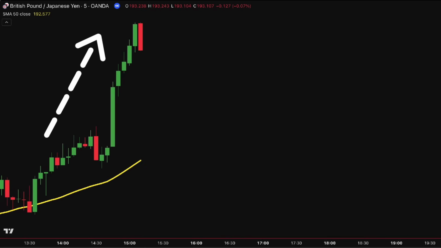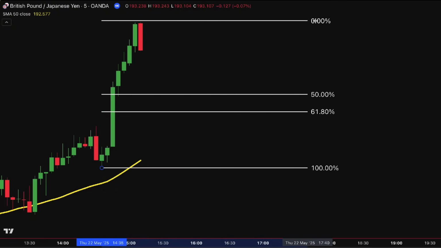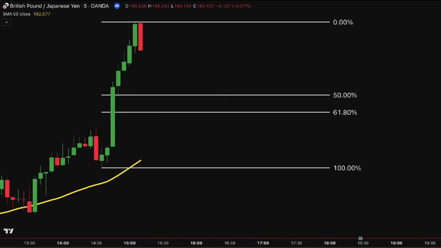Let's say the market pushes up strongly with no clean pullback, just one big impulsive leg. There's no horizontal support. The 50 simple moving average is still too far below. So what do you do? You grab your Fibonacci tool, draw it from the swing low to the swing high of that bullish leg. Now look what happens.